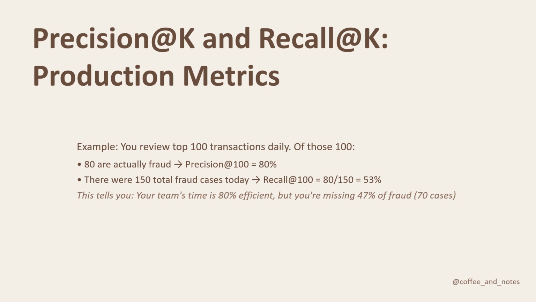Now, this paints a clear picture. Your team is working efficiently, 80% of what they review is real fraud, but you are still missing almost half of total fraud because of capacity constraints. These are the metrics that drive real decisions. Do you hire more investigators to increase K? Do you tune your model to improve precision at 100? Do you accept that 53% recall given your budget constraints? These are the questions you need to answer with your business experts.